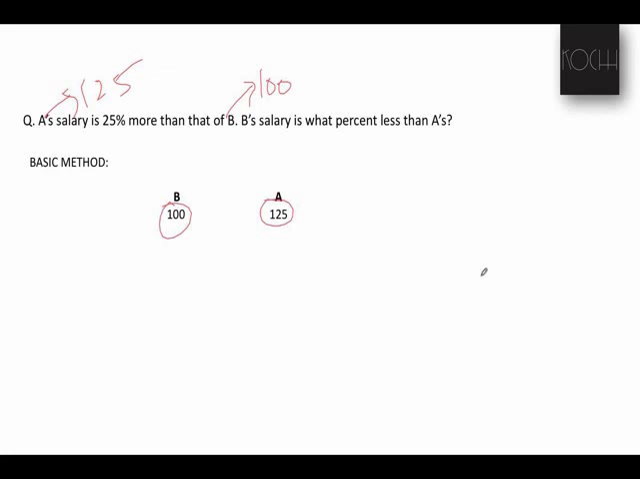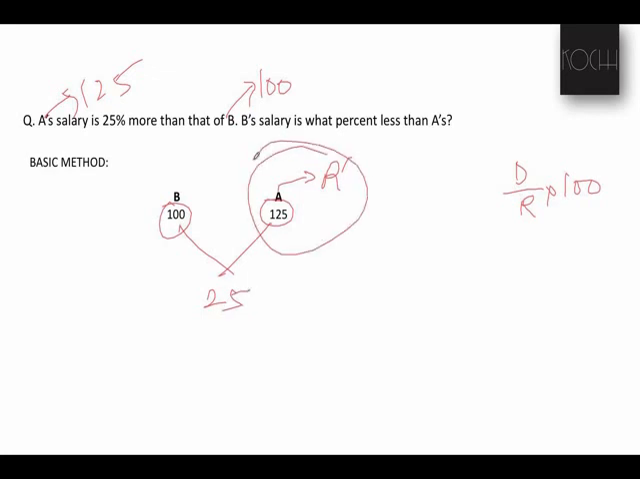Now, 100 is what percent less than A? Now our new reference is A. So we have a formula which says difference upon reference into 100 will give us the percent difference. Now what is the difference here? 25. What is the reference here? 125. So 25 out of 125 into 100. So the answer is 20%.